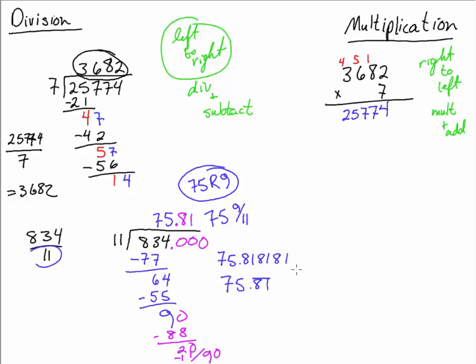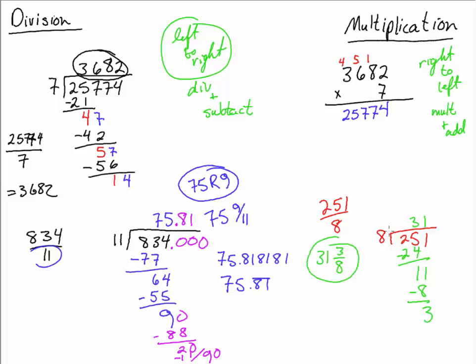Let's do one final example. 251 divided by 8. So we'll write it like this. 8 goes into 251. And that gives us 8 goes into 25 3 times. And we subtract. 1, 1. 8 goes into 11 once. 1 times 8. Put it underneath. 11 minus 8 is 3. So this could be written as 31 and remainder 3 eighths. So that's what it would look like as a mixed number.